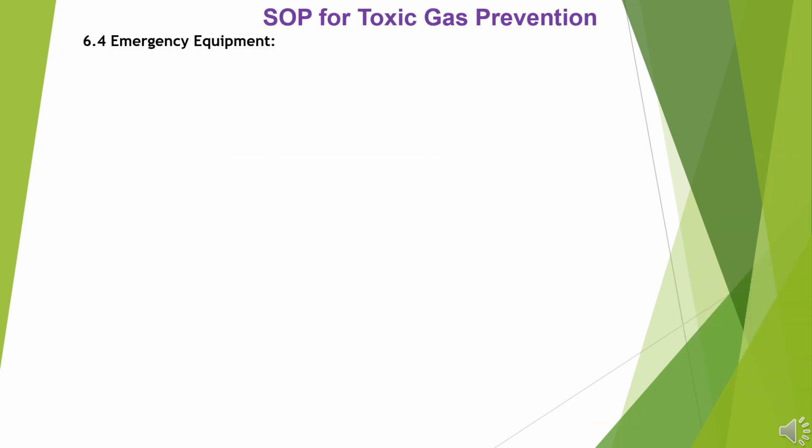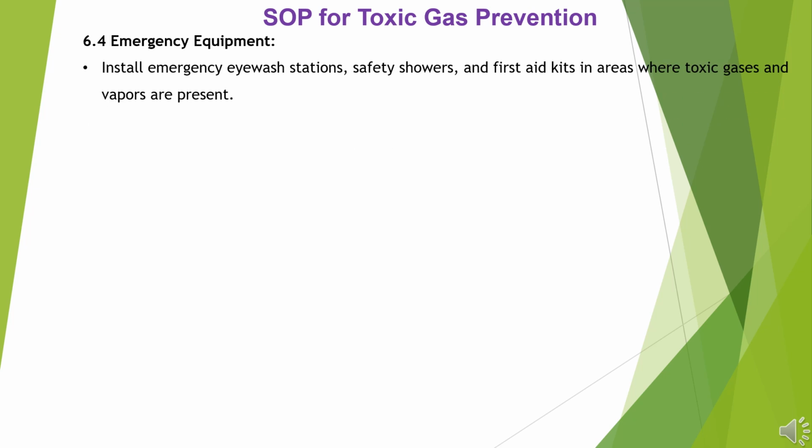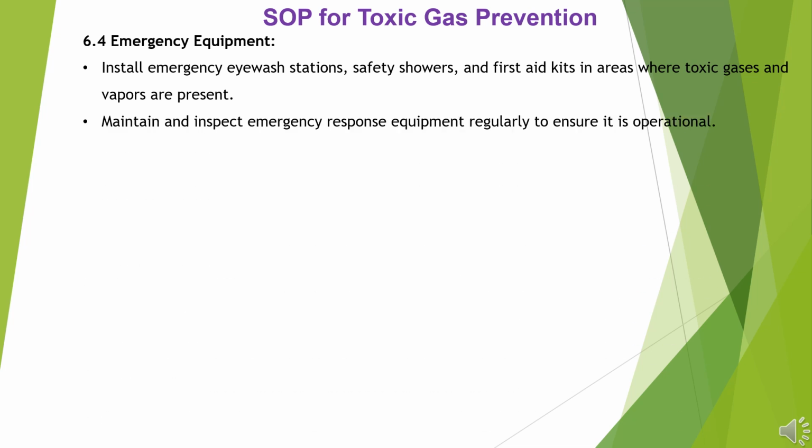6.4 Emergency equipment. Install emergency eye wash stations, safety showers, and first aid kits in areas where toxic gases and vapors are present. Maintain and inspect emergency response equipment regularly to ensure it is operational.